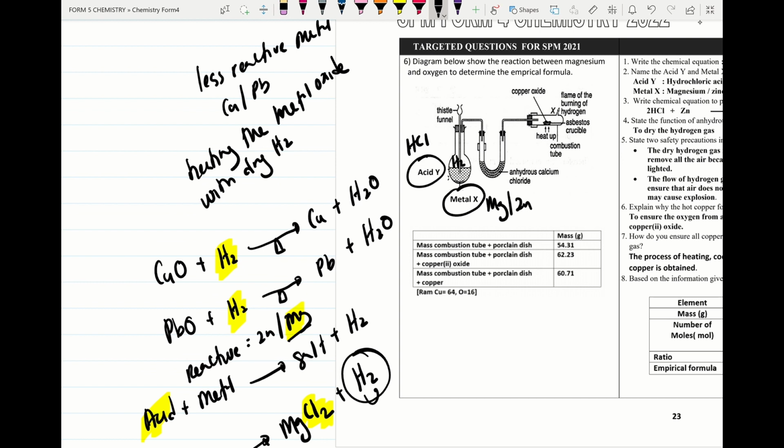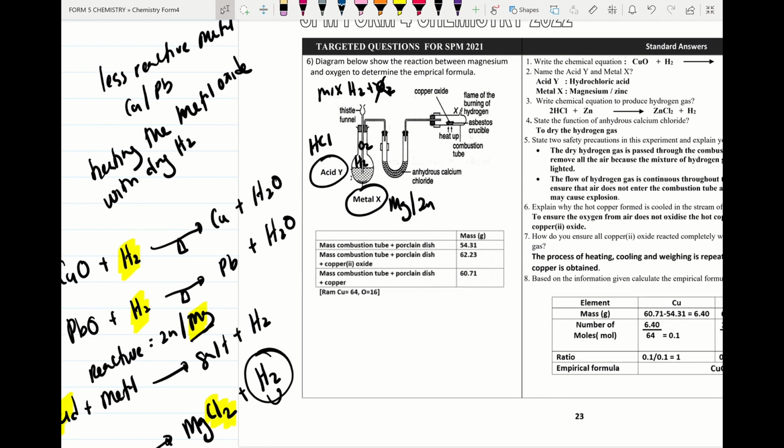And we will get hydrogen gas, and at the same time in the apparatus, we have oxygen gas. So here is the mixture of hydrogen gas and oxygen gas. Alright, so we need to remove the oxygen gas, so the mixture of gas will flow through anhydrous calcium chloride. So if in the exam they ask what is the name or function of anhydrous calcium chloride, please remember, to dry the hydrogen gas.